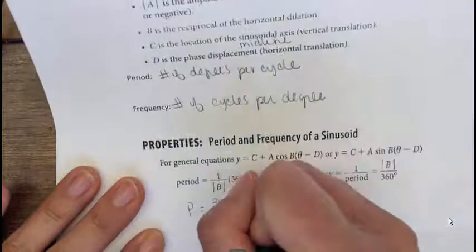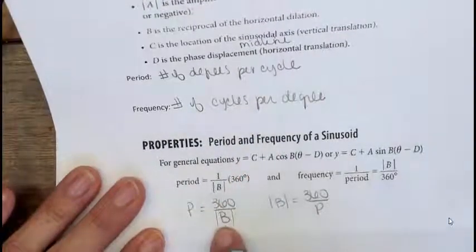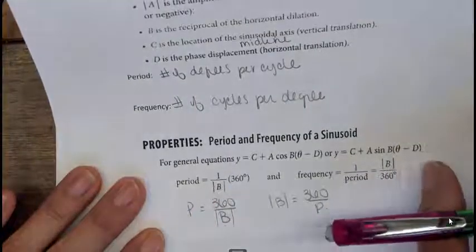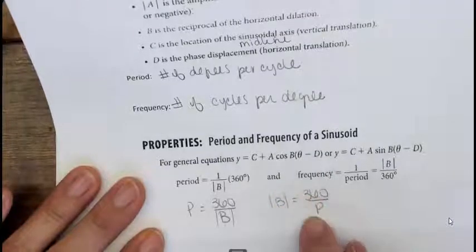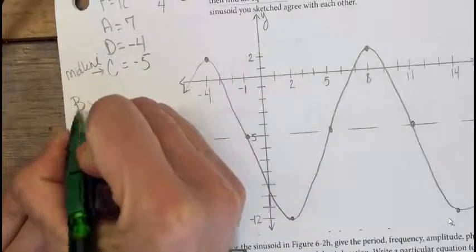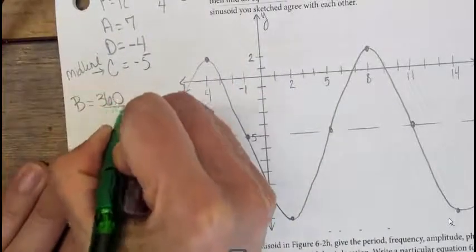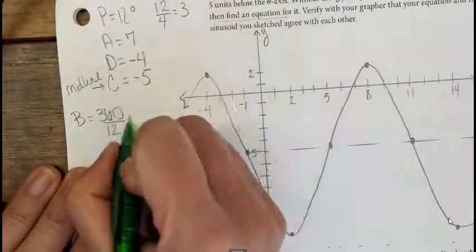Okay, so if it's not, again, that has to do with reflecting, not necessarily with finding your period or finding your b. So in other words, absolute value of b is going to be positive, is going to be 360 divided by your period. Okay, so I'm going to find b by taking 360 and dividing it by my period of 12 degrees. Well, that ends up giving me 30.